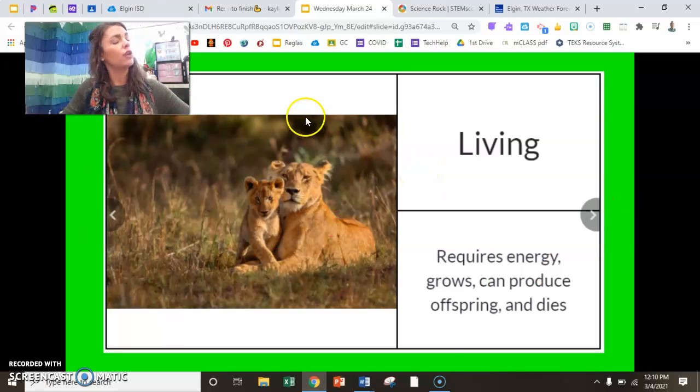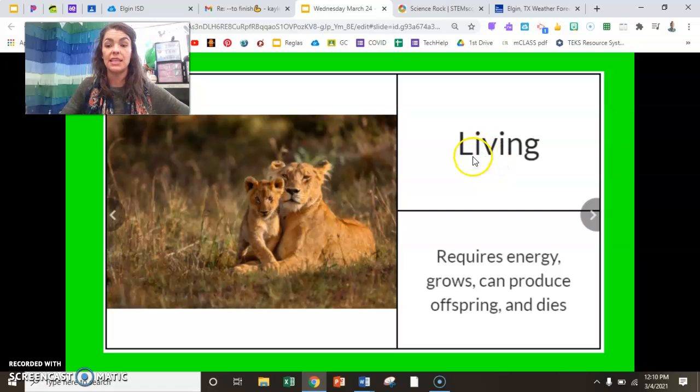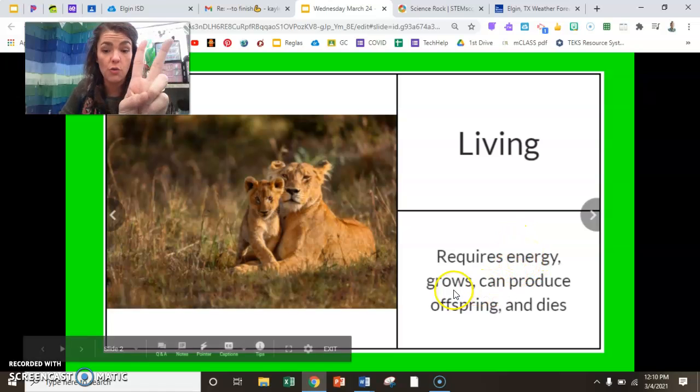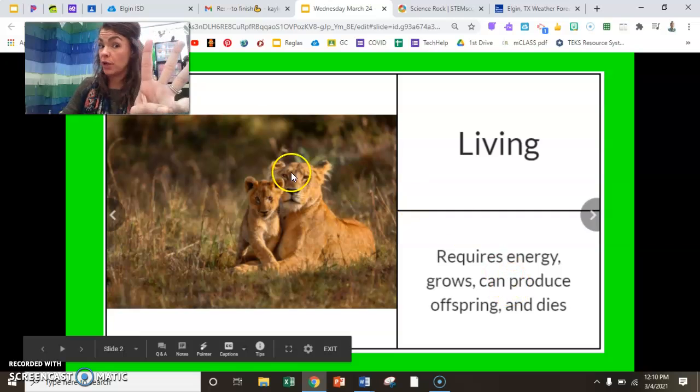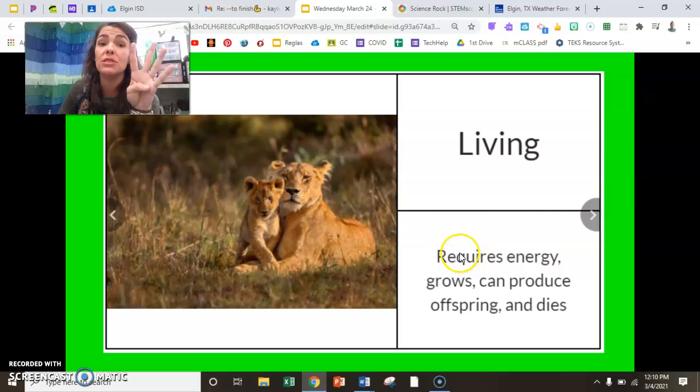So many of those things are alive. We are going to learn some vocabulary words and then get started in our journal. One more time, say this L word with me. Living. Awesome. Living like these two beautiful lions. If you are living, you need energy. You are growing. You can have offspring like this little baby. And eventually, living things do die. Look one more time. Is the lion living? Yes or no?